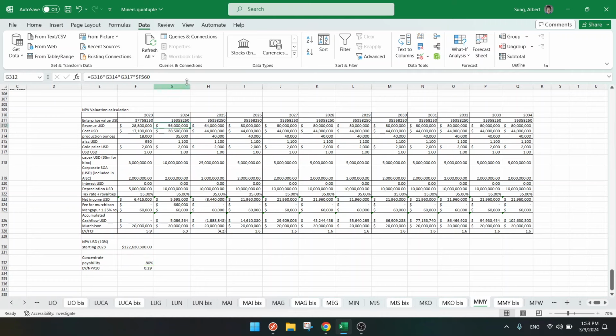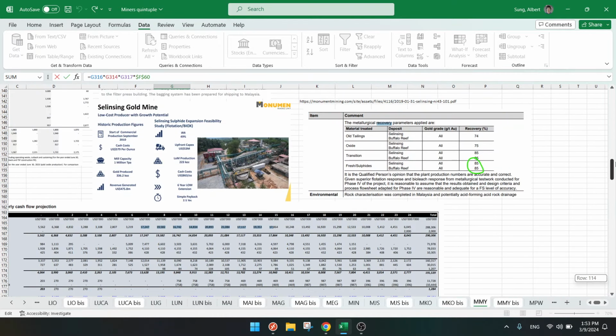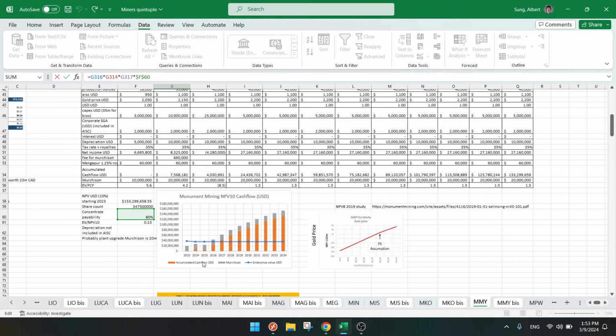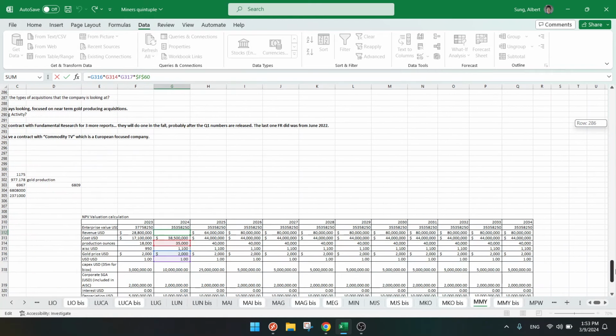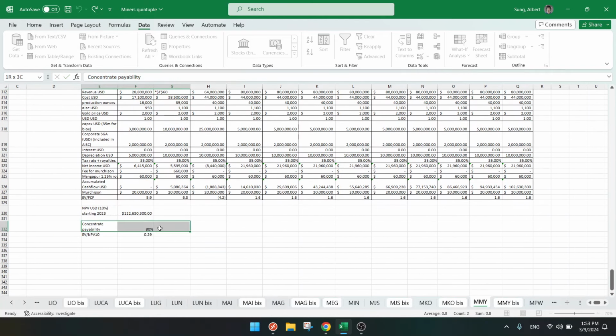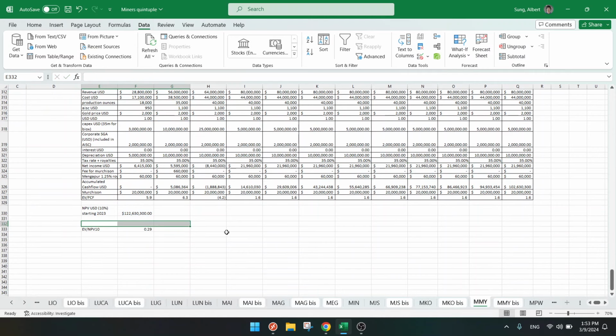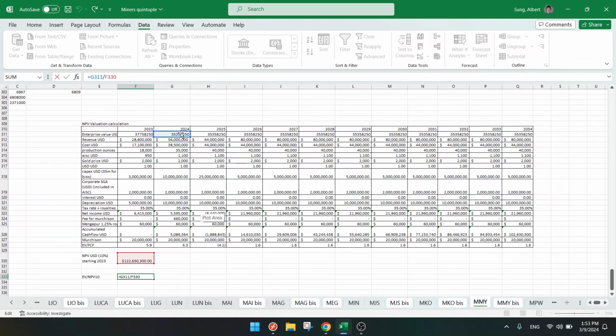I think it was used here. But this is using F60. So F60 is this one. So I don't really need this one here. Delete. And then EV to NPV is EV to NPV.